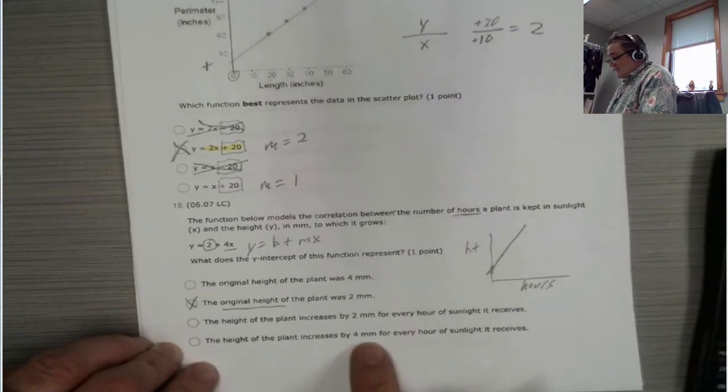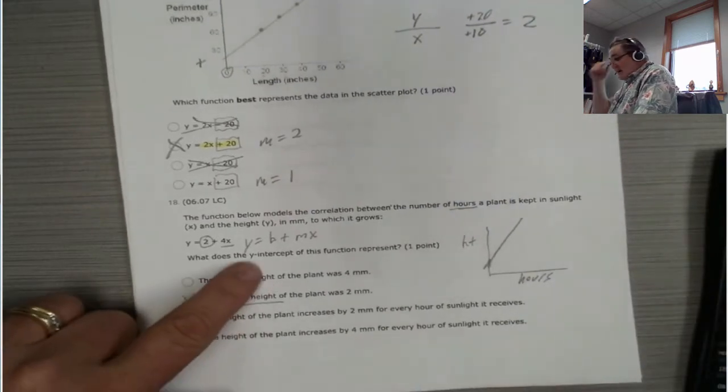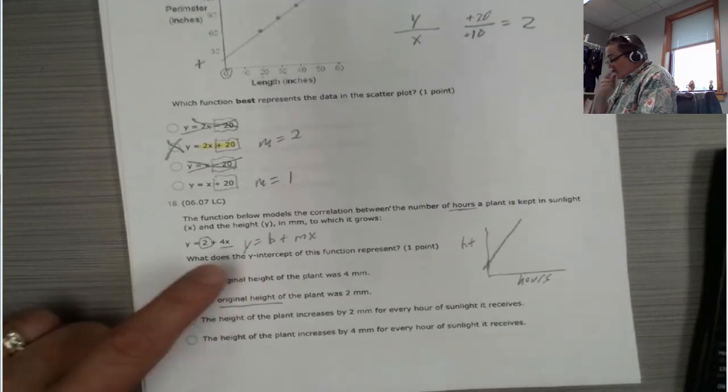See, the height of the plant increases 4 millimeters for every hour, but that is not the y-intercept. That's what the slope represents. The y-intercept.